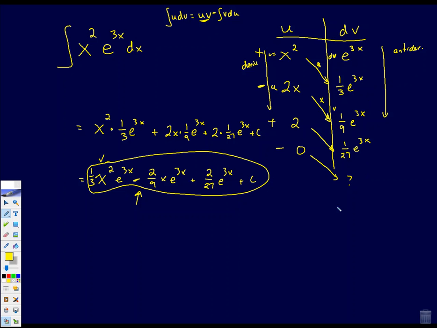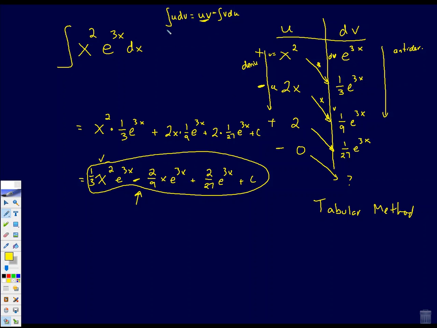So this demonstrates what we call the tabular or table method of integration by parts. It works really well if you're using u to be the power function like x squared or x cubed, and the other one is something whose antiderivatives you know relatively easily.